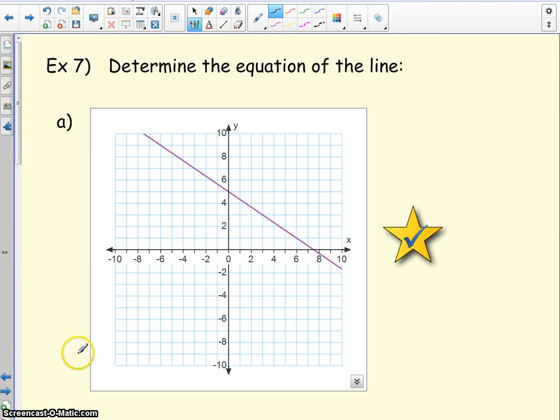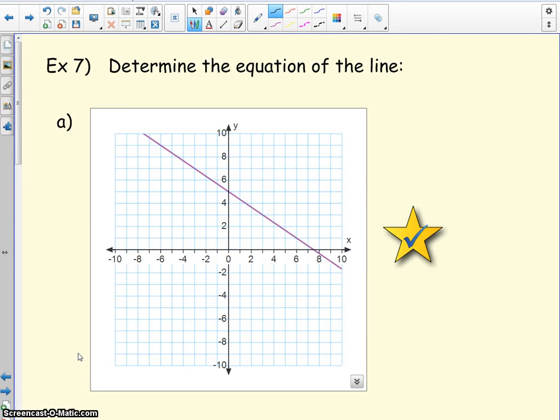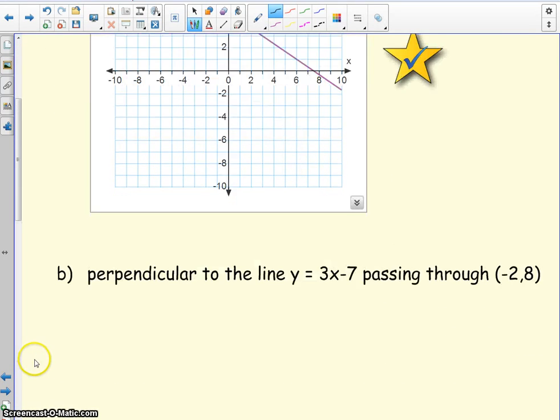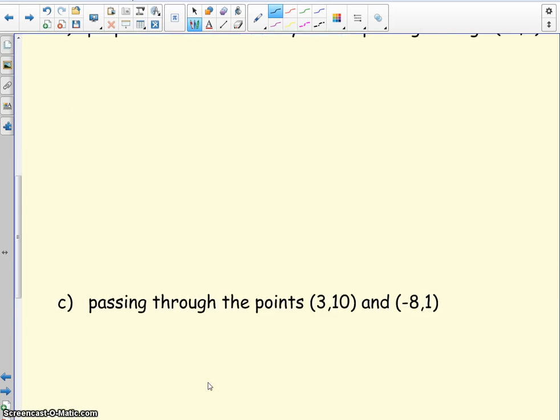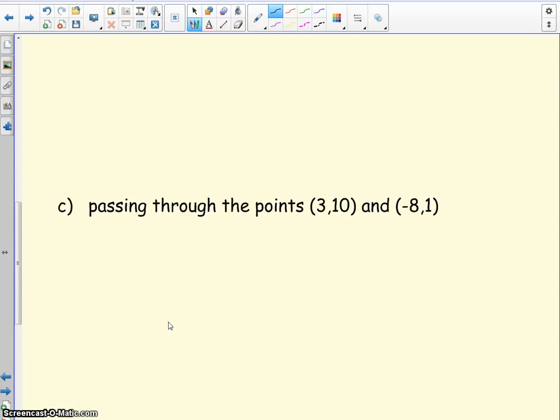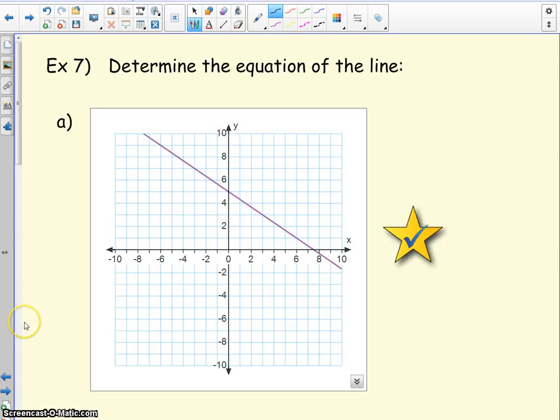Okay, so one last set of examples here involves finding equations of lines based on different information. So here you're given the graph and you want to find the equation. Here you're told it's perpendicular to a different line passing through another point. And here you're told it's passing through a couple points. So what I'm going to have you do is read through them, do what you can on your own first, and we're going to go through these together in part 3 of the lesson, and we'll see you over there in the next video.